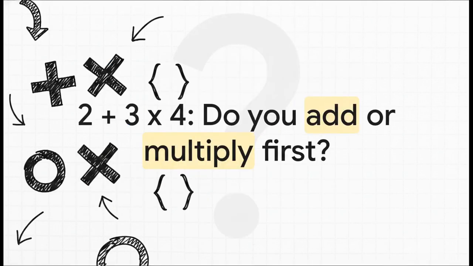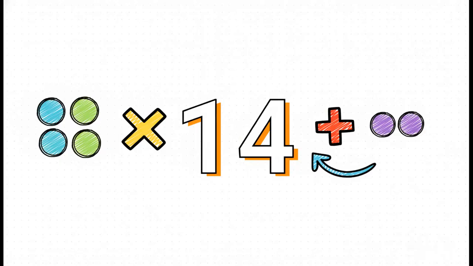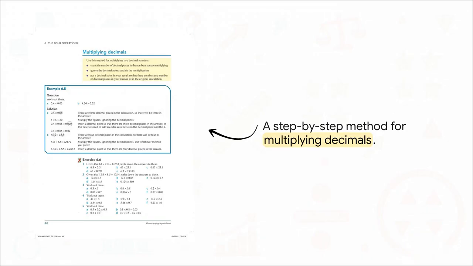Take a look at this equation. Do you add or multiply first? Well, the order changes literally everything. To completely avoid mathematical chaos, just rely on this simple four-step hierarchy for the order of operations. So by multiplying 3 and 4 first, then adding 2, we safely land right at 14. That logic perfectly sets up our next blueprint, which is mastering how we multiply decimals.